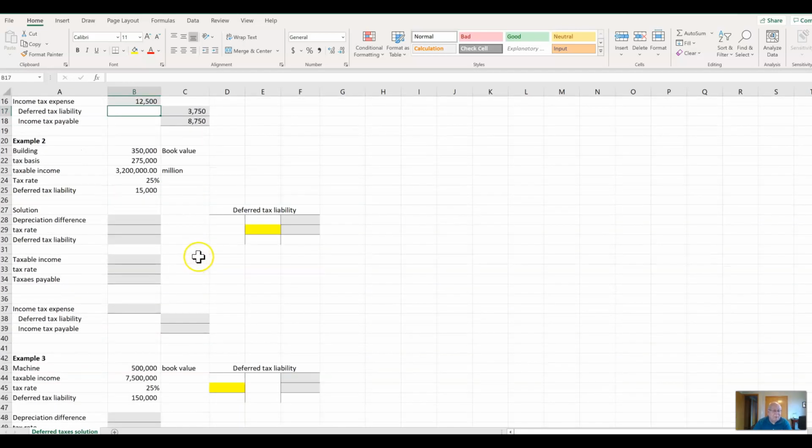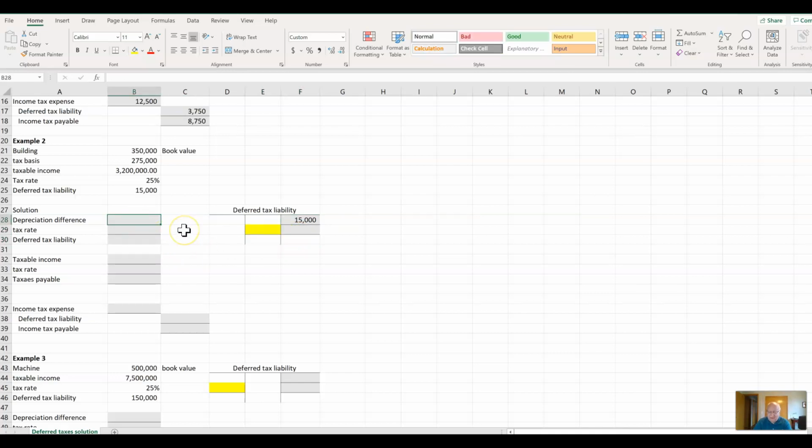Now, for example 2, we have a building that has a $350,000 book value. The tax basis is $275,000 because remember, MACRS, which is an accelerated depreciation method, is allowed by the IRS. We have taxable income of $3,200,000, a 25% tax rate, and $15,000 of deferred taxes. That's my beginning, so I already have a deferred tax liability of $15,000. Now, I use a double T account. This is my debit column, this is my credit column, and this is my balance column.